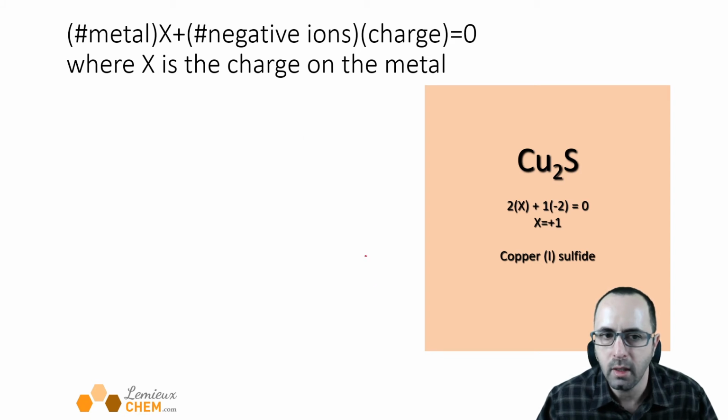Here's another one. Again, the charges add up to 0. So here we have 2 coppers and 1 sulfide. The sulfide is group 6, so its charge is -2. And we have 2 coppers, and I'm going to call the charge of the copper X. So we have 2 times X plus 1 times -2. We add 2 to both sides, then divide by 2. We get X is +1.